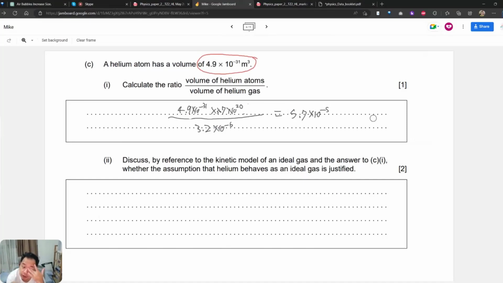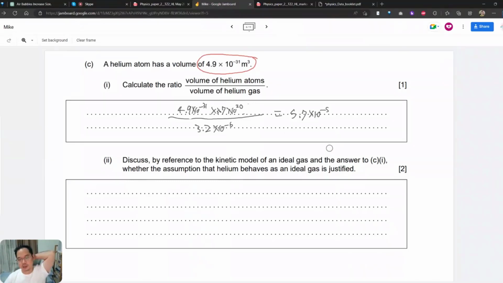Question 2. Discuss by reference to the kinetic model of the ideal gas and the answer to C1 whether the assumption that helium behaves as an ideal gas is justified. The answer is yes, helium gas behaves like an ideal gas because the ratio in C1 is very small, which means that the molecules are very far away from each other. The density is very low. That is the most important assumption for an ideal gas.